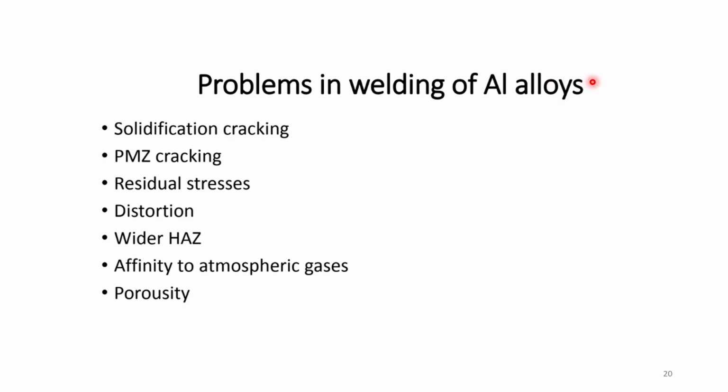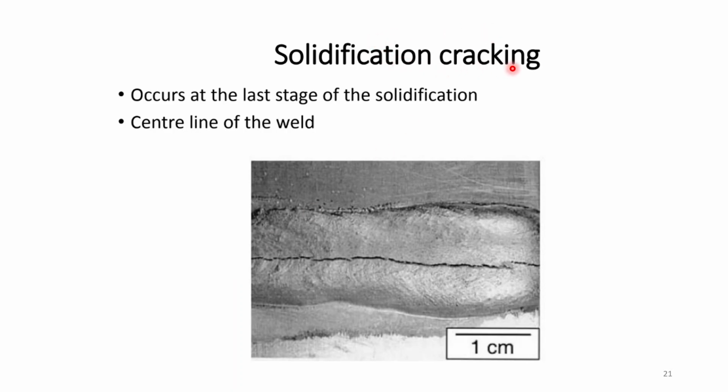Problems in welding of aluminum alloys. In this case you have solidification cracking, partially melted zone cracking, residual stresses, distortion and wider heat affected zones, and affinity to atmospheric gases. As you know, aluminum has a high affinity to oxygen and nitrogen, so it is more likely to form oxides and porosity in the weldment. Now, solidification cracking occurs at the last stage of solidification, at the center line of the weld.